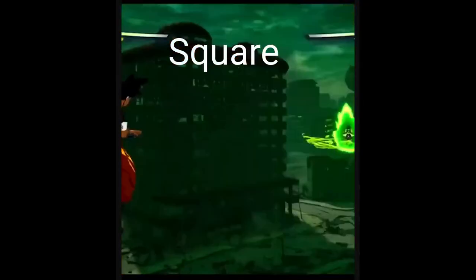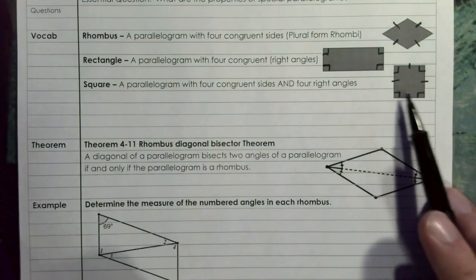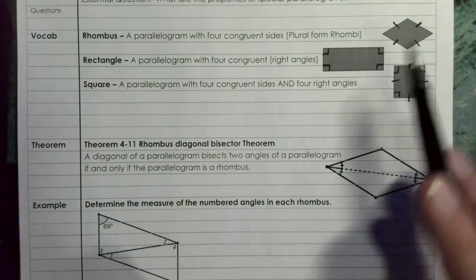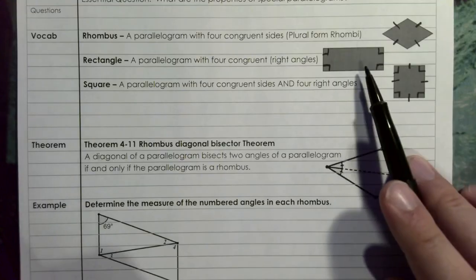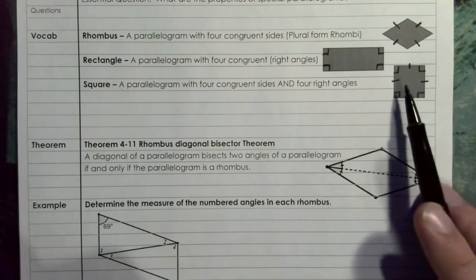So a square has all the properties of what a rhombus does and all the properties of what a rectangle is able to do. So it kind of does both.